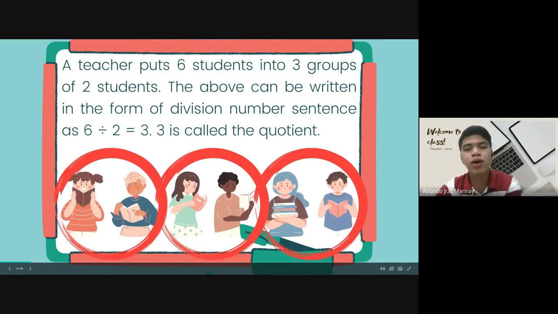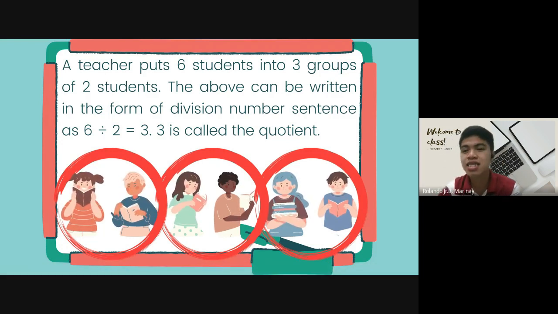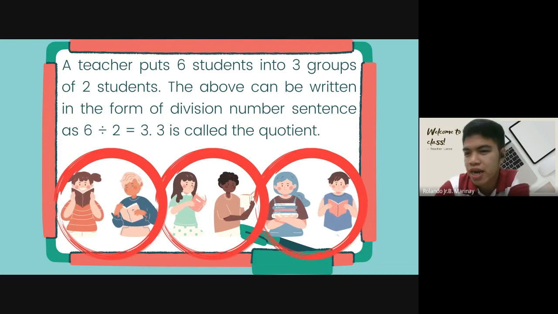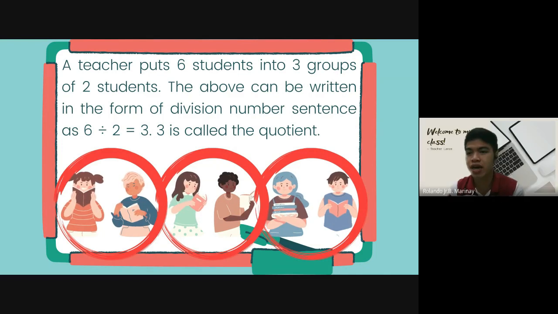Okay, so what is the quotient in 6 divided by 3? Let's try. Ayun, what is the quotient for 6 divided by 3? Okay, can you say 2? Say 2. 2. Okay, very good. The quotient in 6 divided by 3 is 2.